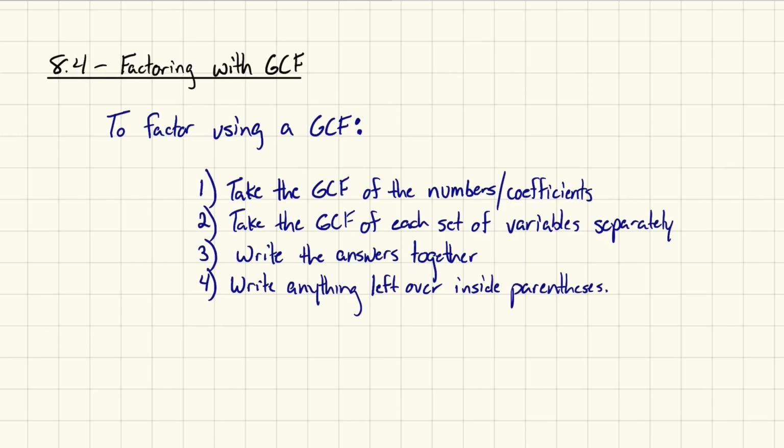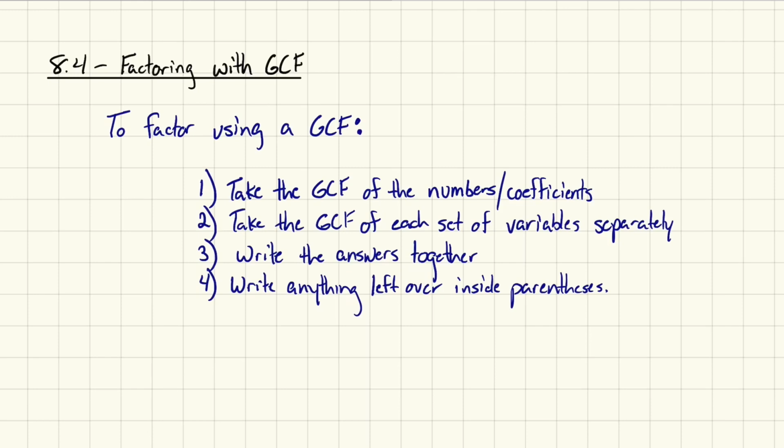So, to factor using a GCF, the first thing that we have to do is take the GCF of the numbers or the coefficients, however you want to call those. That was the process we described back in 8.3. The second step is to take the greatest common factor of each set of variables separately. So if a problem has x's, y's, and z's in it, then we have to take the greatest common factor of the x's, then the greatest common factor of the y's, then the greatest common factor of the z's.